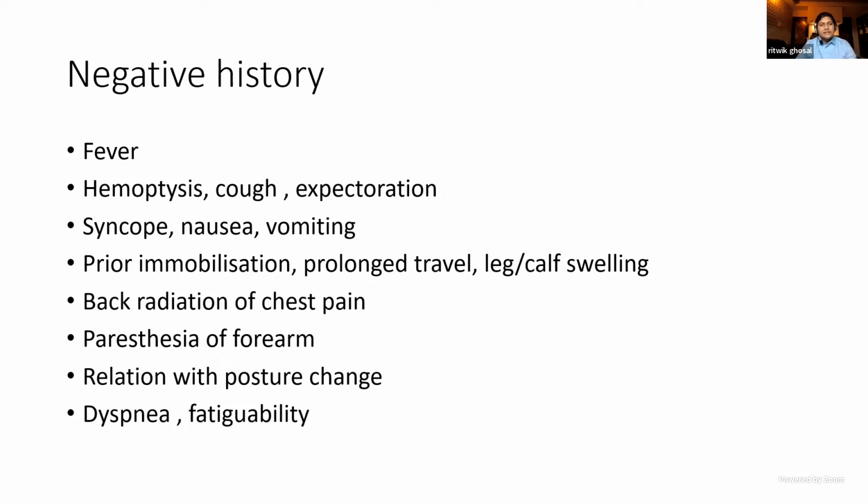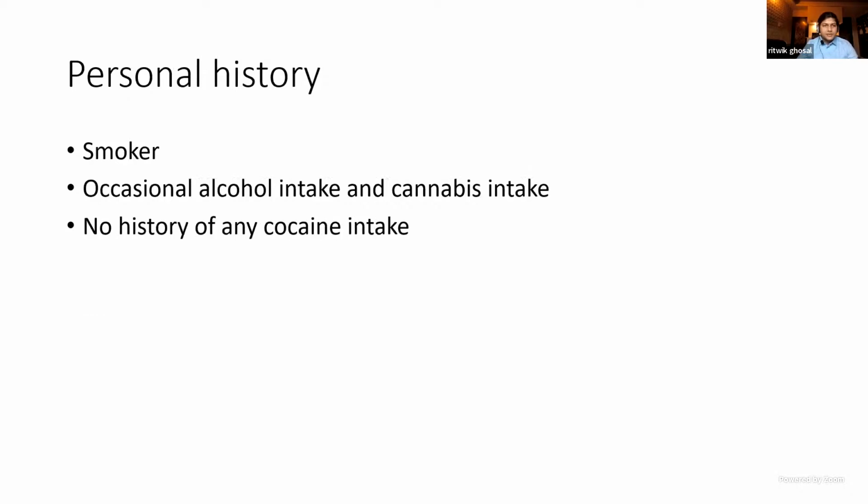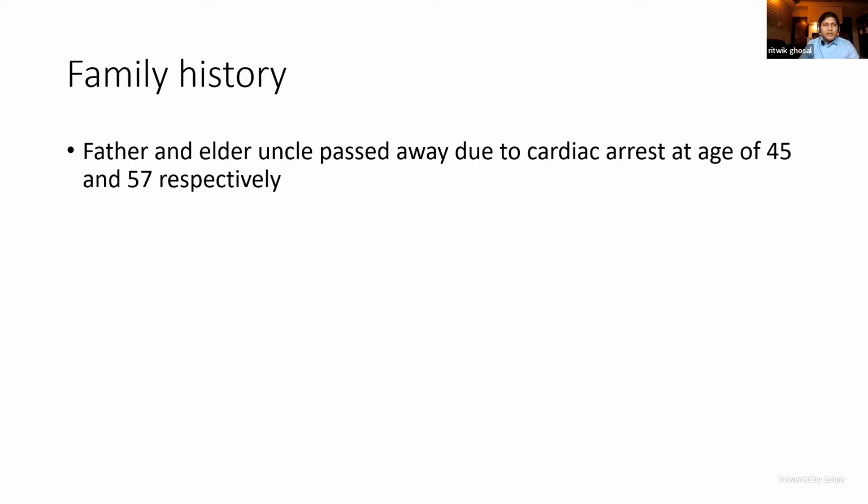After taking this negative history, we took the personal history, where the patient was a known smoker for 4 years. He was an occasional alcohol drinker and occasional cannabis intake was there, but no history of cocaine intake, because we asked this since the patient was young. So we repeatedly asked this question. And family history was significant. His father died at the age of 45 years, and his elder uncle passed away at the age of 57 years due to cardiac arrest.